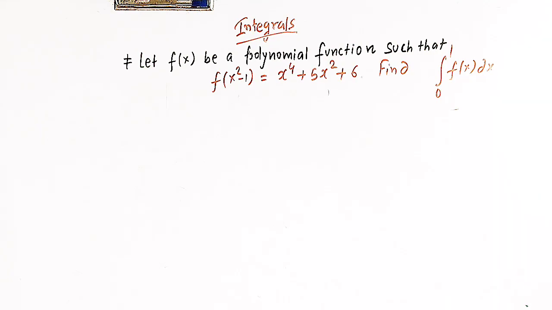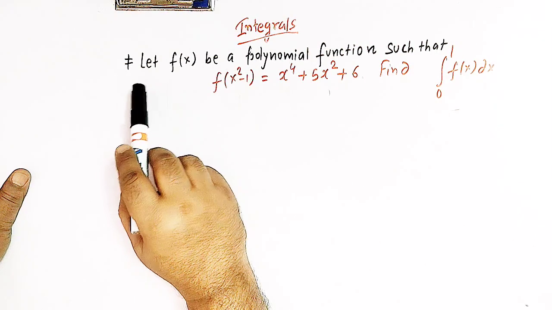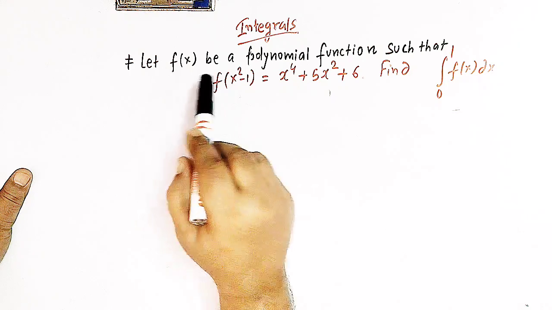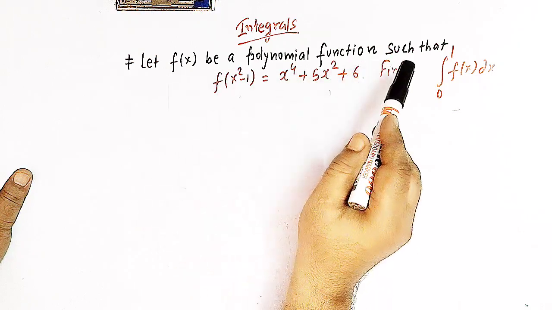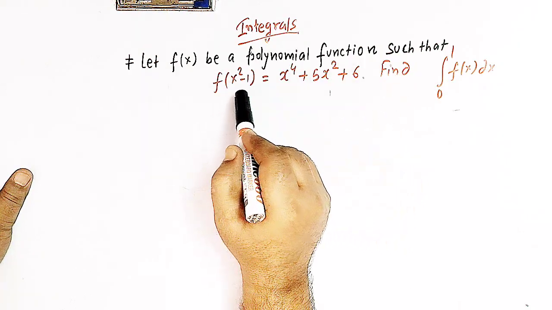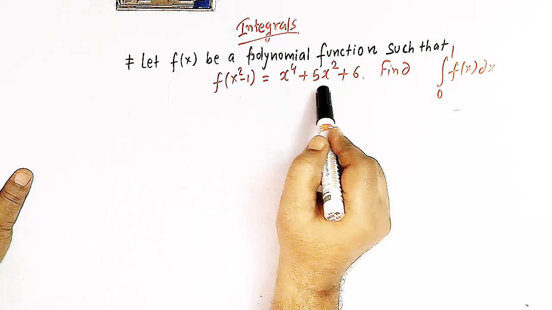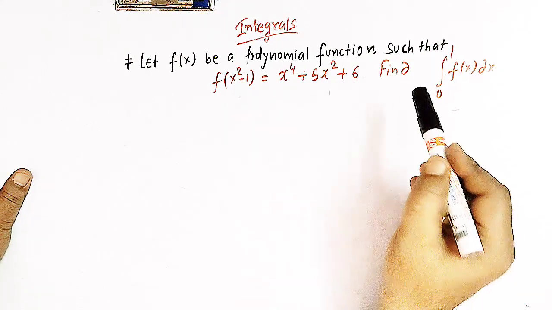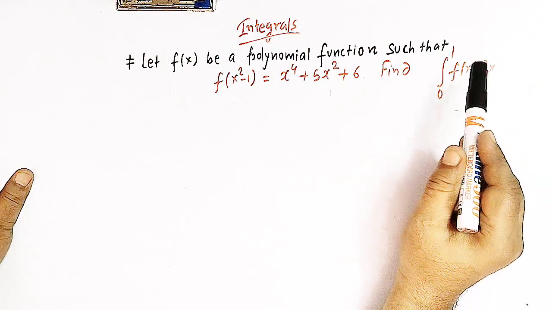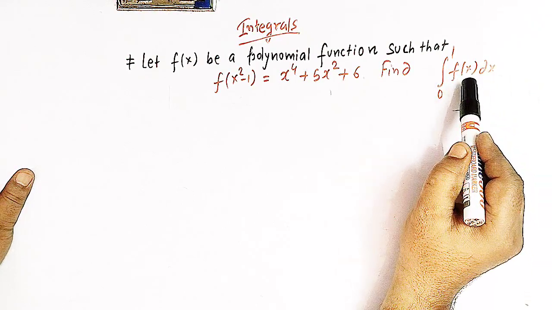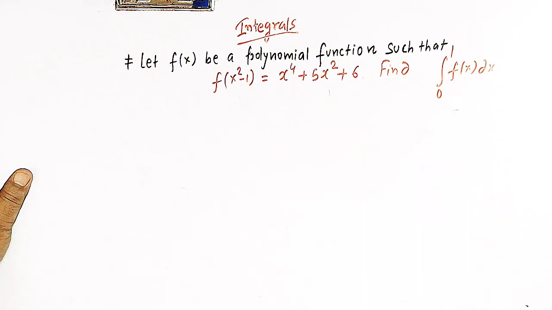Hello viewers, in today's session we are going to discuss another important and conceptual problem from integrals. Here we are given this problem in which f of x is a polynomial function such that f of x square minus 1 is equal to x raised to 4 plus 5x square plus 6, and we have to find the definite integral of f of x from 0 to 1.